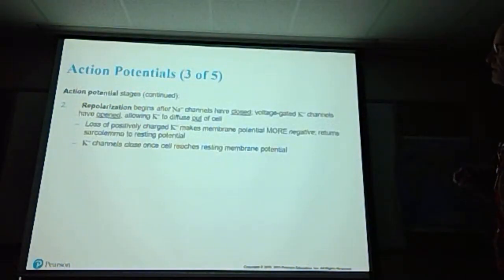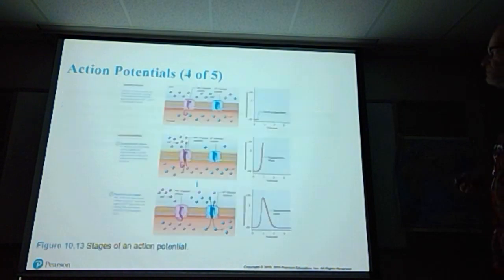The second step of the action potential is repolarization. It begins after the sodium channels have closed and the voltage-gated potassium channels have opened, allowing potassium to diffuse out of the cell. Loss of positively charged potassium makes the membrane potential more negative, returns the sarcolemma to its resting potential. Potassium channels then close once the cell reaches its resting membrane potential.